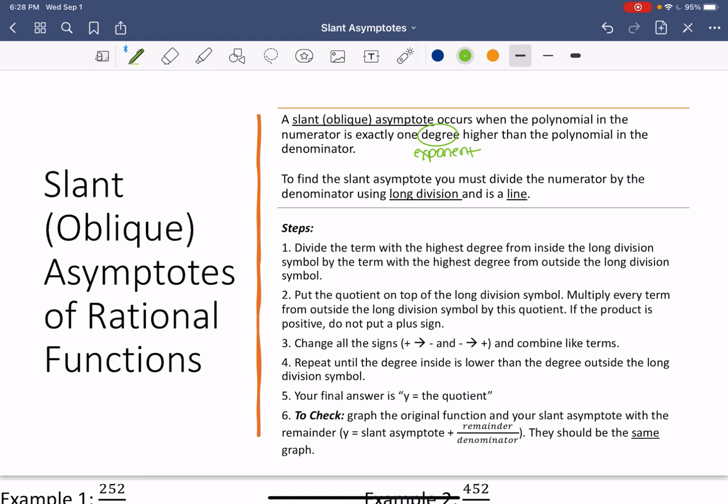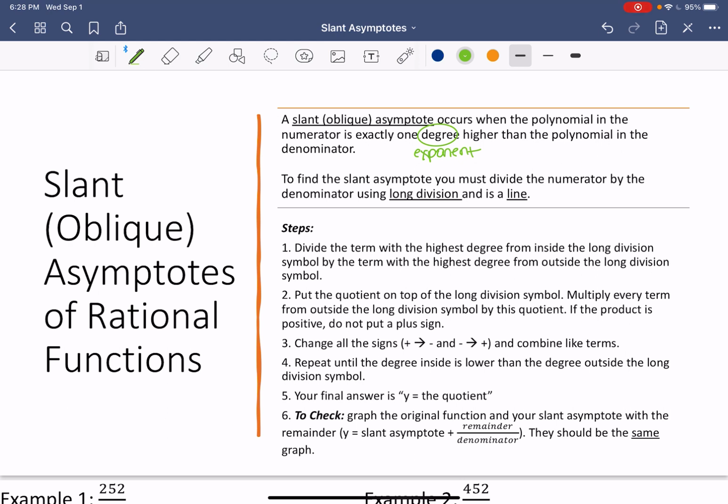The second step is to put the quotient on top of the long division symbol and then multiply every term from outside the long division symbol by this quotient. If the product is positive, you won't be putting a plus sign because the next step is to change all the signs. So if it was supposed to be positive, you'll make it negative. If it was negative, you'll make it positive. And then you're going to combine like terms. And you're going to keep repeating steps 1 through 3 until the degree inside is lower than the degree outside the long division symbol.